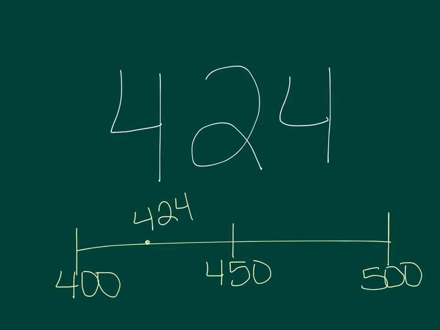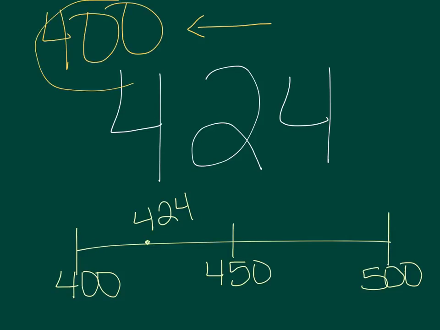Okay, your number line should look something like this. And you're going to see that 424 is closer to 400. So we should have known with this number that we should round 424 down to 400. However, you could have checked your work by looking at the number in the tens place, seeing that it's a 2, and knowing that anytime it's less than 4, we always round down to the nearest hundred. In this case, it's 400.